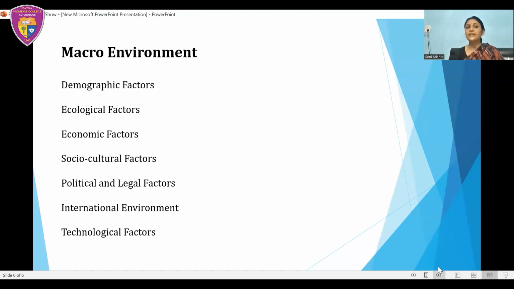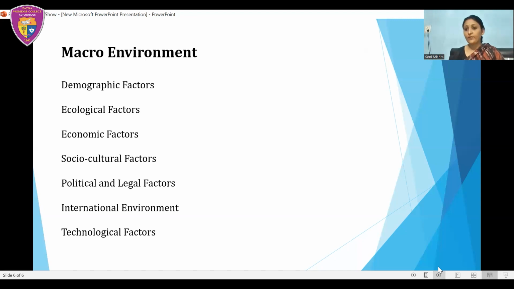That's why we are seeing so many companies coming with tetra packaging of food articles, and they are discouraging single-use plastic in the market. So these are the ecological factors which organizations have to take care of.